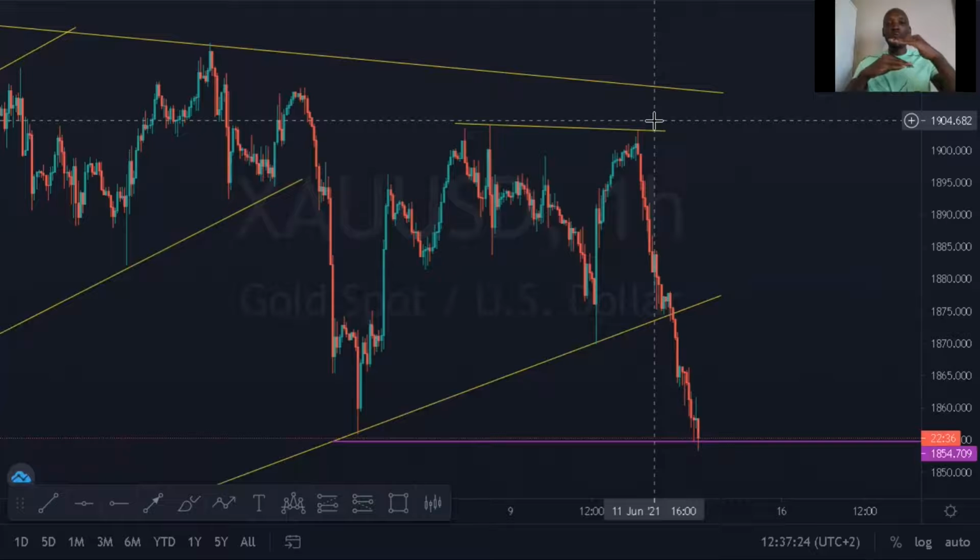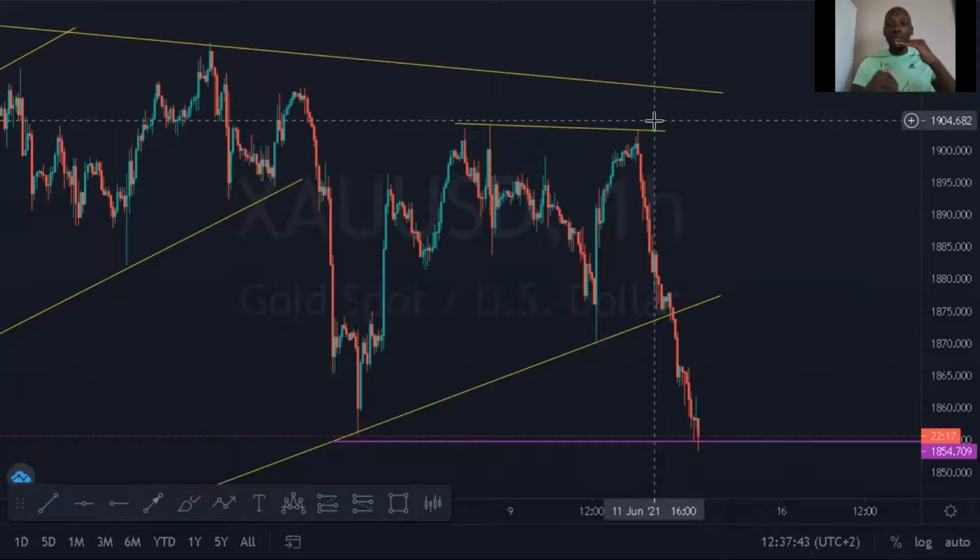As soon as the market gets below this line, you start selling here, below this line. You start selling where? Here. That's where you're going to start selling. So you start selling here, which means you go down with the trend.